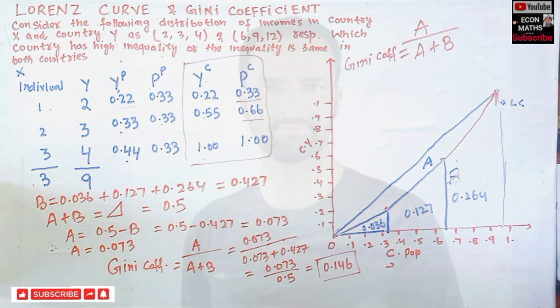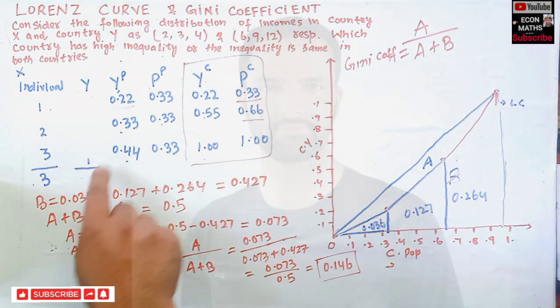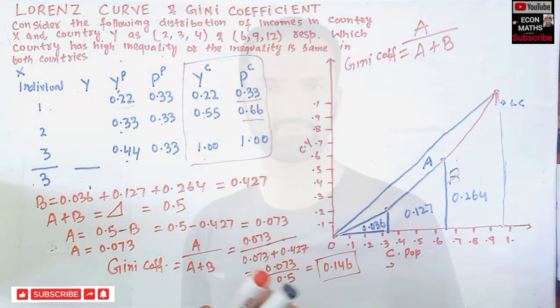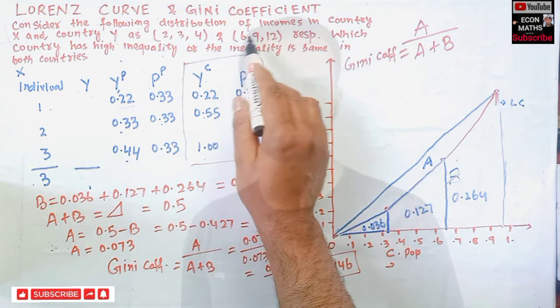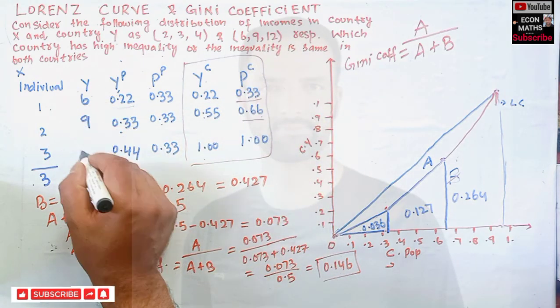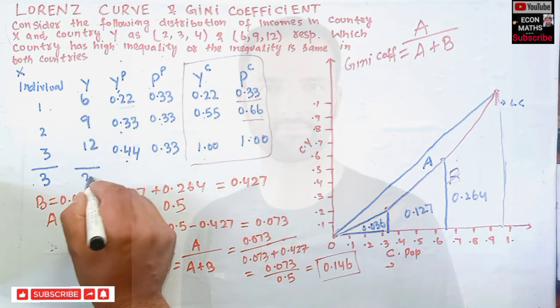Now we have to calculate the Gini coefficient for the second country. For this I will rub this out. Okay, so what is the income distribution for the second country? This is 6, 9, 12, so I will write here 6, 9, 12. So what is the total income? Sorry, total income would be 27.